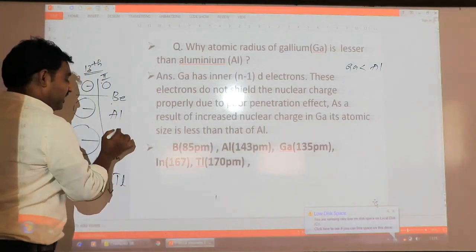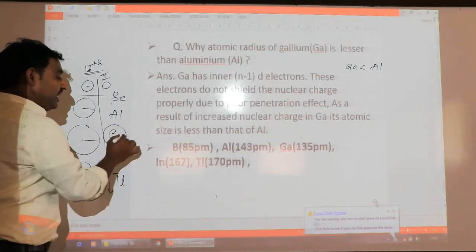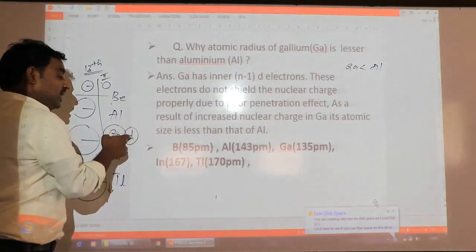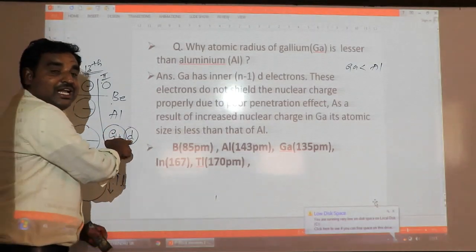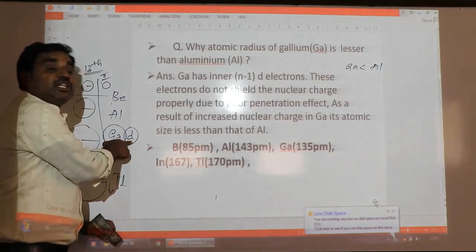So if you write the electronic configuration of gallium, the d orbital will be there. These d orbital electrons fail to shield the nuclear charge.